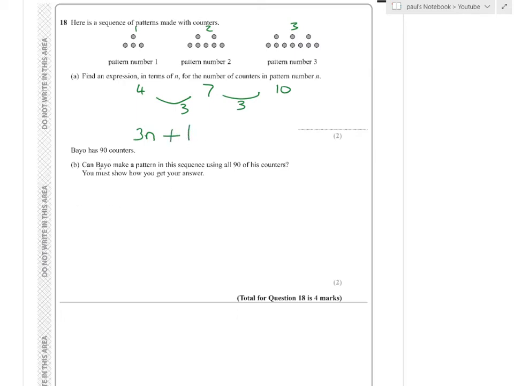Bayo has 90 counters. Can Bayo make a pattern in the sequence using all 90 of his counters? So let's see. 3n plus 1 is going to equal 90 counters. So 3n equals 89, taking away 1. So n will equal 89 divided by 3, which is 29.6. So no, I'm afraid not.